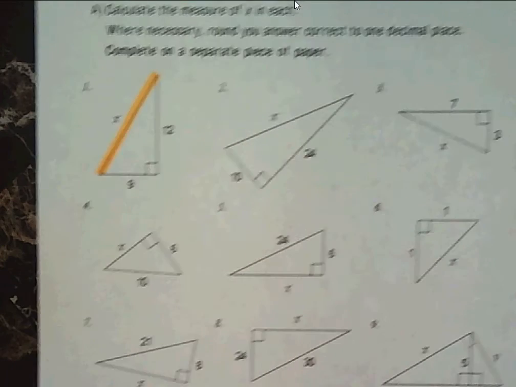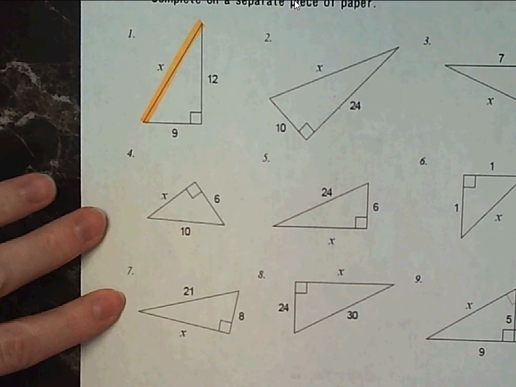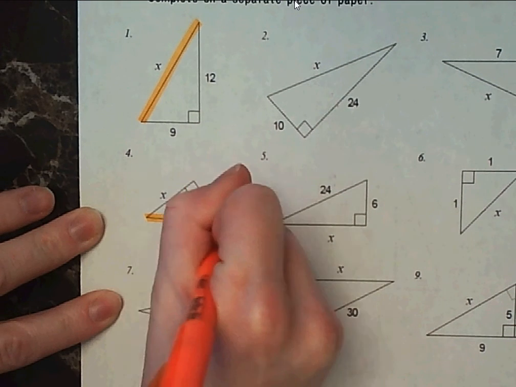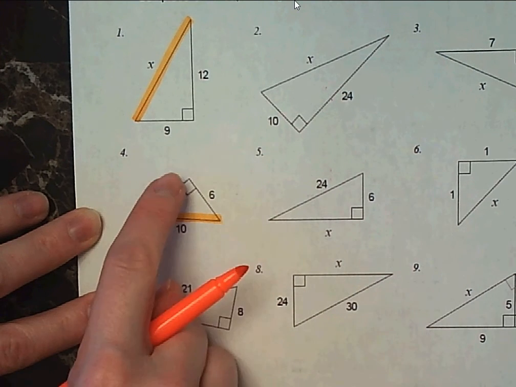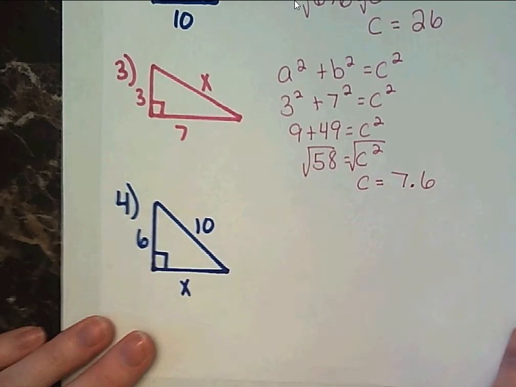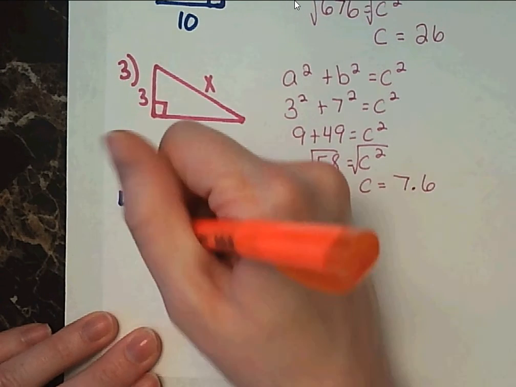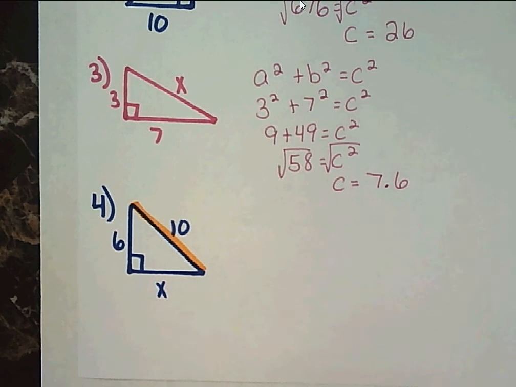Okay, let's take a look at number 4. Now number 4, you'll notice, is a little different, because this is our right angle, that makes 10 our hypotenuse. Now we're actually not missing the hypotenuse there, we're missing one of the legs. So let's see how we can do that. I'm going to rotate number 4 for us just so we can see it a little bit better. Like we said, 10 was our hypotenuse. So let's see how we could go about solving that.